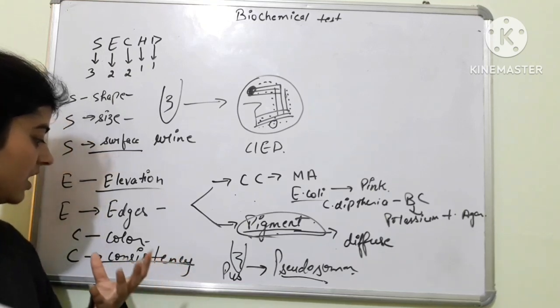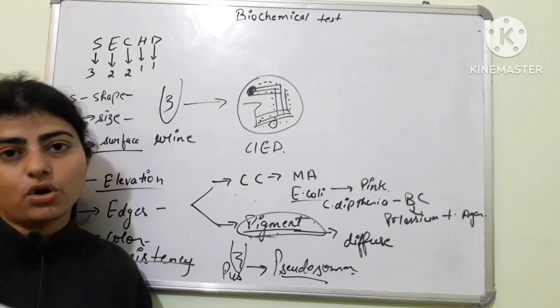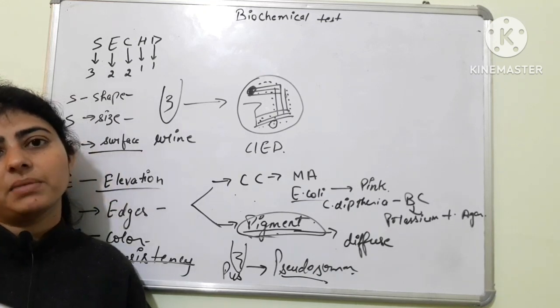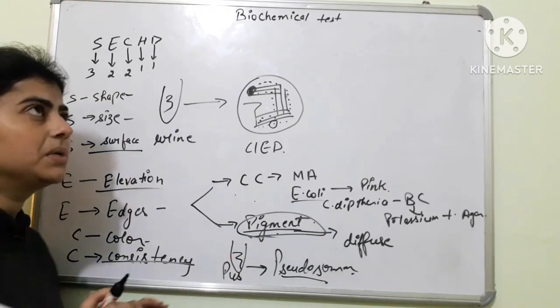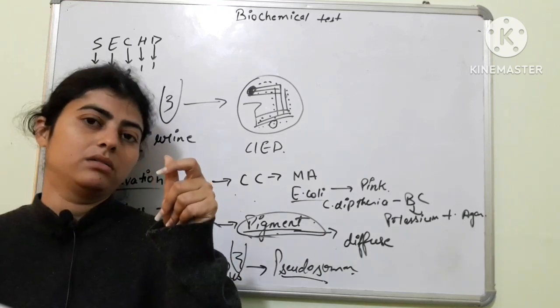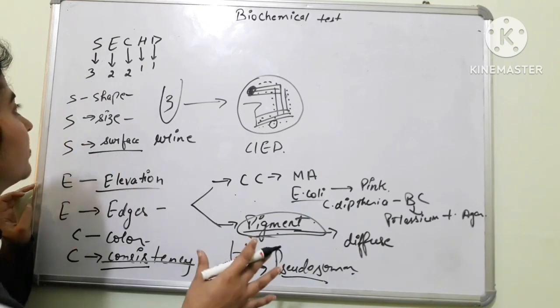Consistency means whether your colonies are mucoid, whether they are friable or butyrous. Mucoid is something like oily. So this is also one of the parameters of selecting an appropriate colony.